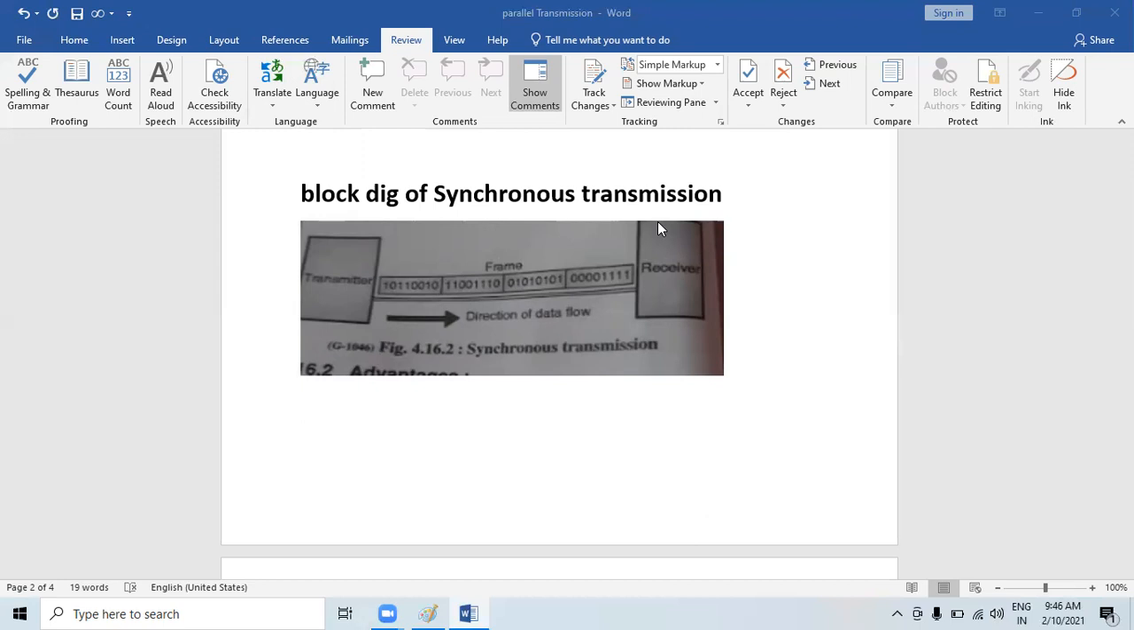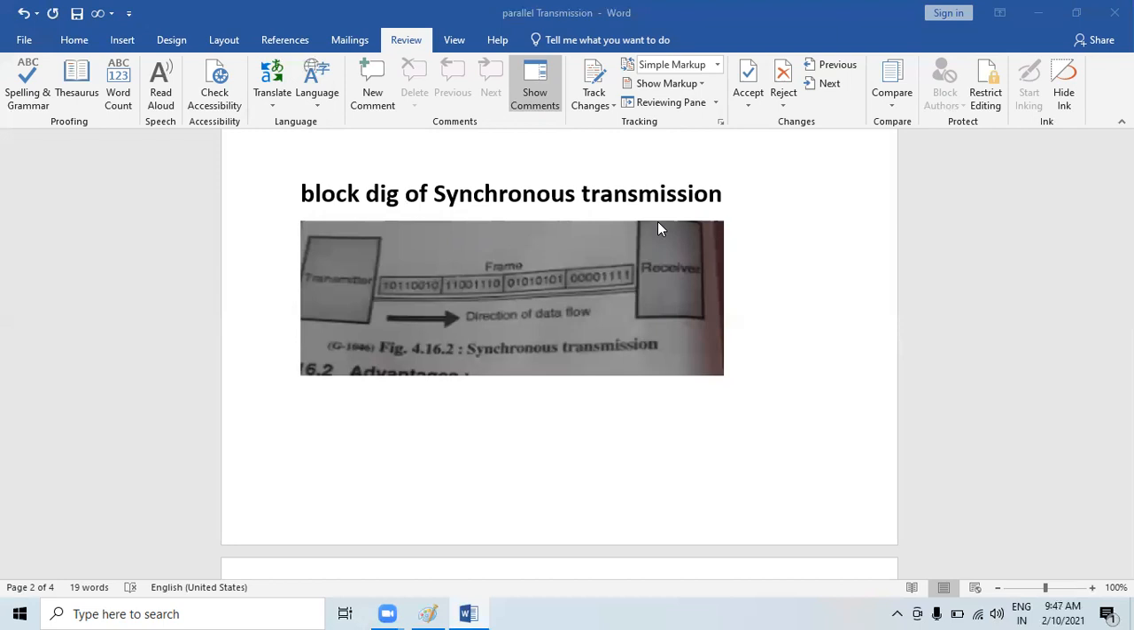So, application of synchronous transmission. Synchronous transmission, due to its high speed, is used for data exchange from one computer to another. Bit synchronization is achieved at the data link layer level for synchronous transmission between computers.